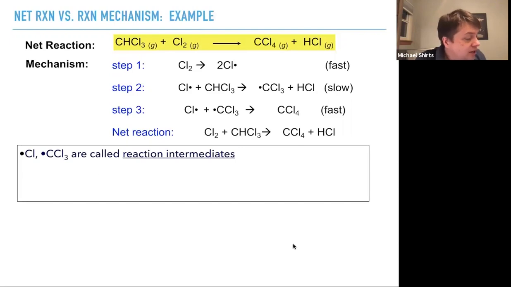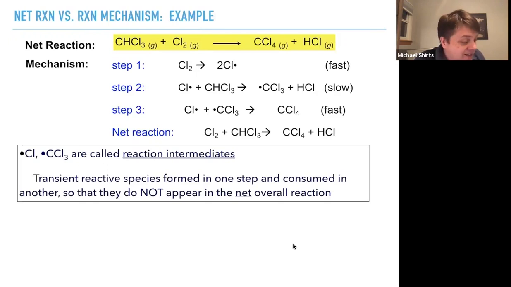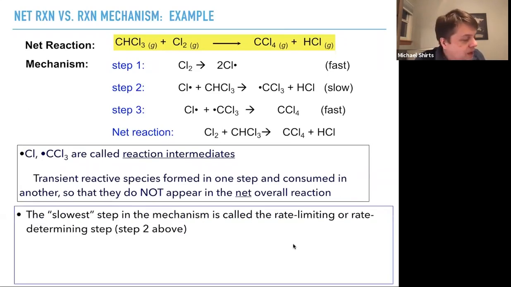So some terminology: chlorine alone, I might have said chlorine ion before, I can't remember, but it's just chlorine alone, the chlorine radical and the carbon trichloride radical are called reaction intermediates because they're transient reactive species. They're usually not ones that are particularly stable, that are formed in one step and then consumed in another, so they don't appear in the net overall reaction.